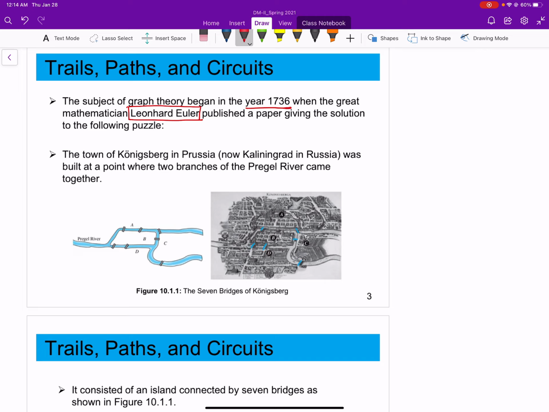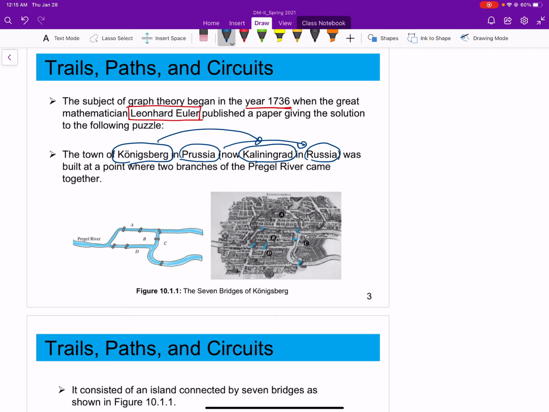The town of Königsberg in Prussia. All right, these are old names. Prussia is called Russia now. And then Königsberg is called Kaliningrad nowadays. So those are the 2 new names for the city and the country. You know Russia, and sometimes you might know this city.